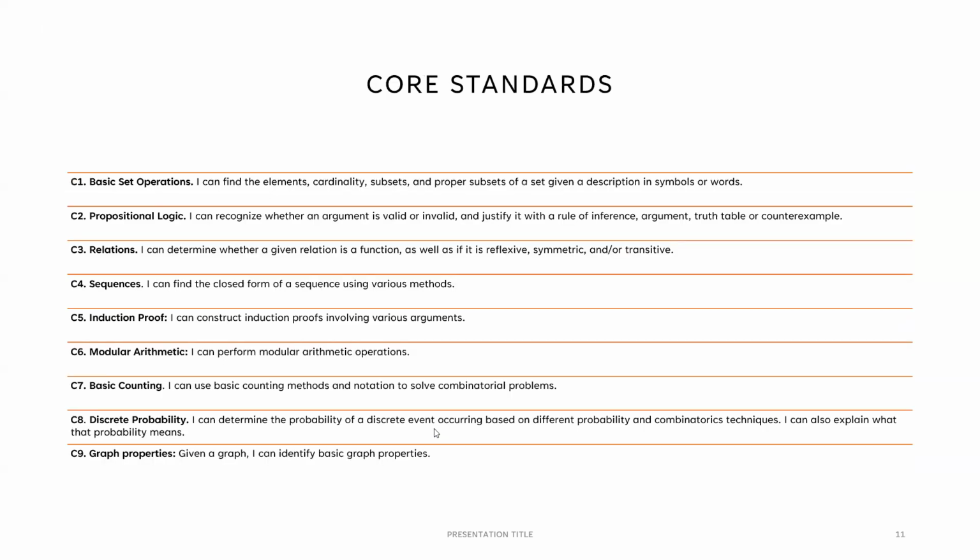The way it's going to end up working is, these are the core standards. For example, the first one is: I can find elements, cardinalities, subsets, and proper subsets of a set given a description by symbols or words. So I'm going to give you a set or multiple sets, and then I'm asking you to do all sorts of things involving elements, cardinality, proper subsets, etc., using different set operations. And if you can fully show that, you get a pass.